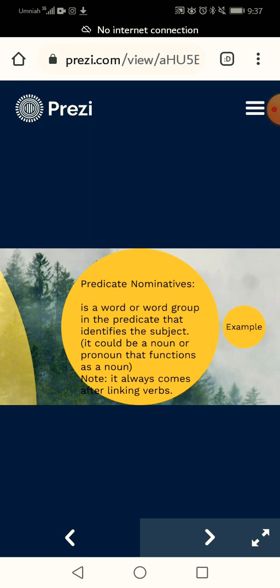Now, from the word nominative, it could be a noun or pronoun. From the word nominative, it's a noun. And it also could be a pronoun that functions as a noun in the sentence. We have a note that the predicate nominative always comes after a linking verb.